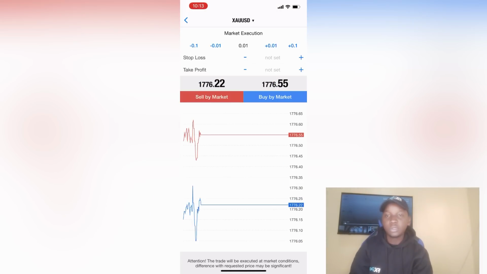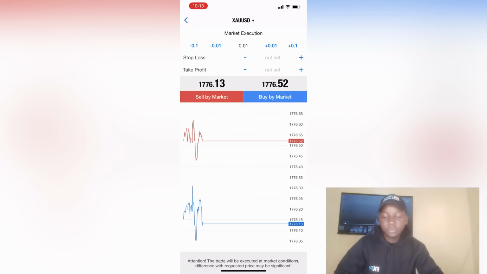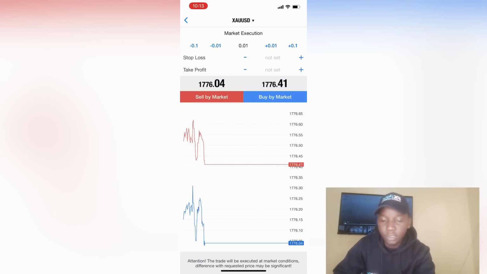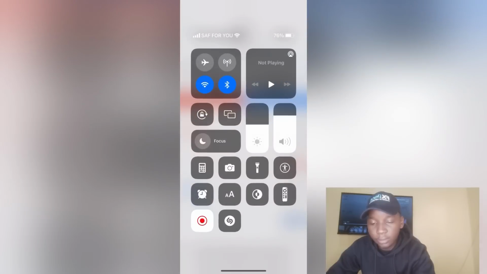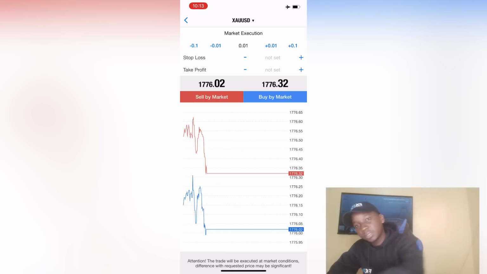Okay, so now I'm going to give you guys a brief explanation or description of what all these things in this page mean. I'm going to turn on my flight mode. Okay, so now we have XAU USD. It's displayed like this, and we can see below it we have market execution. Okay, now this takes us to the next topic.